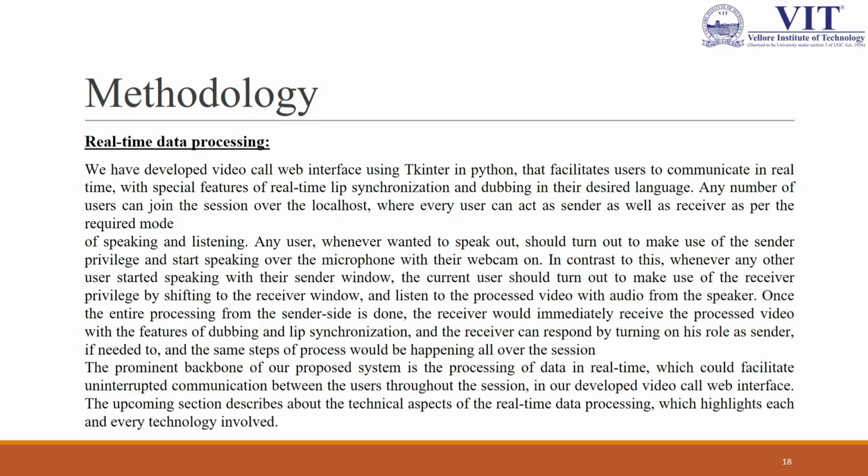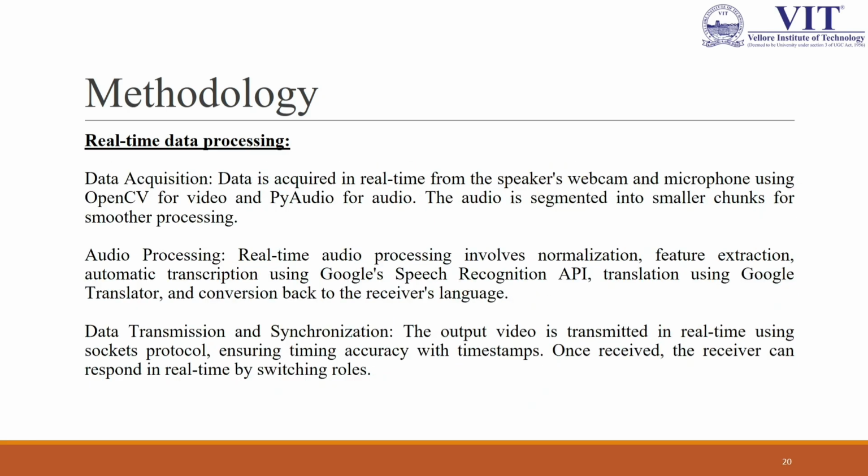And the user can have the privilege of sender and receiver as two roles. When the user has the option to speak out, they should make sure they use the sender privilege. And during the other time, the user must have the receiver access. Next page. So these are the three main aspects in real-time data processing.